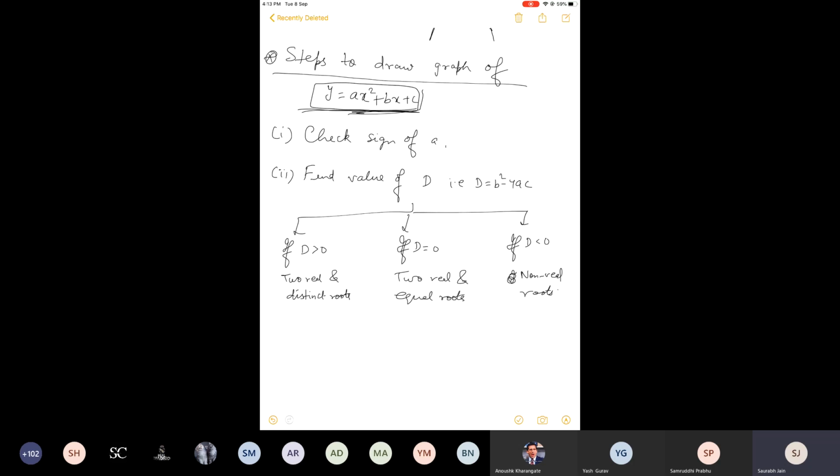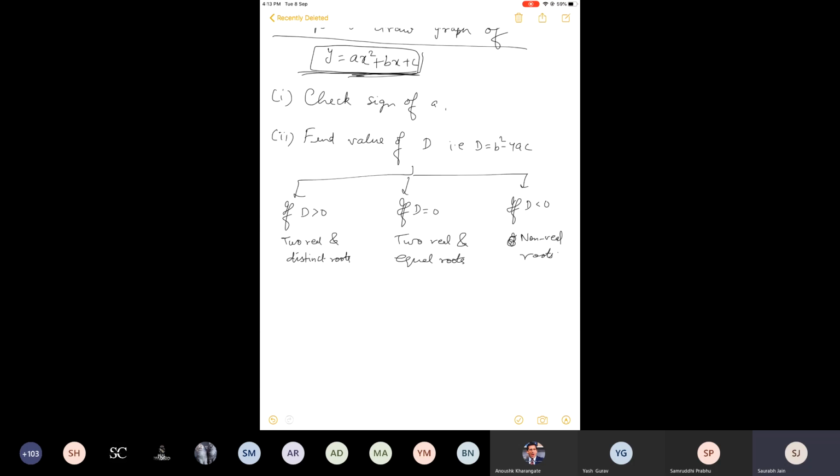We used to count those points, and the number of zeros used to be the number of points where the graph used to cut the x-axis. I just studied this in class 10, so it is a very fresh topic. Based on that, now I am going to draw the graph of this polynomial.